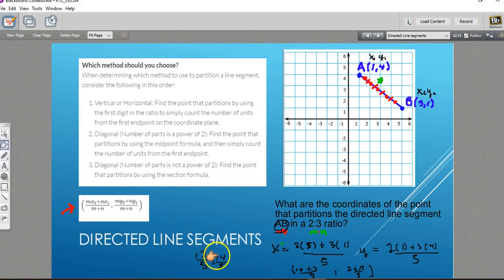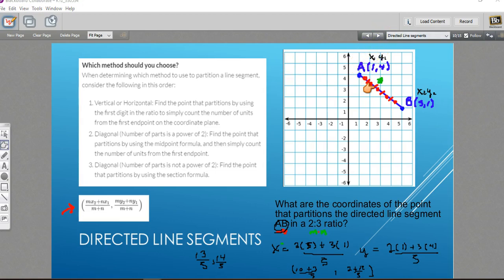That's about 2 and 3/5 of the way. So 2 and 3/5, about there. And 14/5, of course, is almost 15 divided by 5, which is almost 3. So right there, oh, I eyeballed that pretty good. So hopefully that helps with the directed line segments.